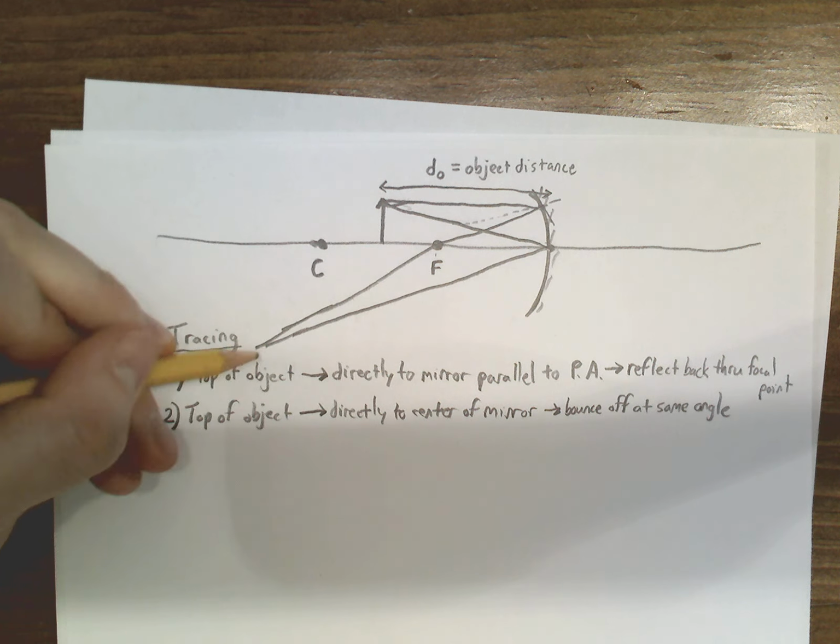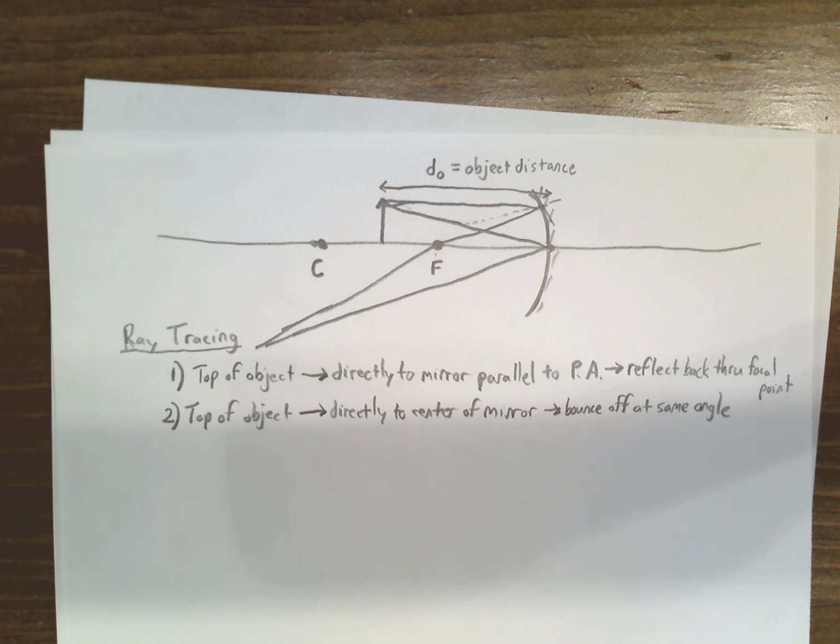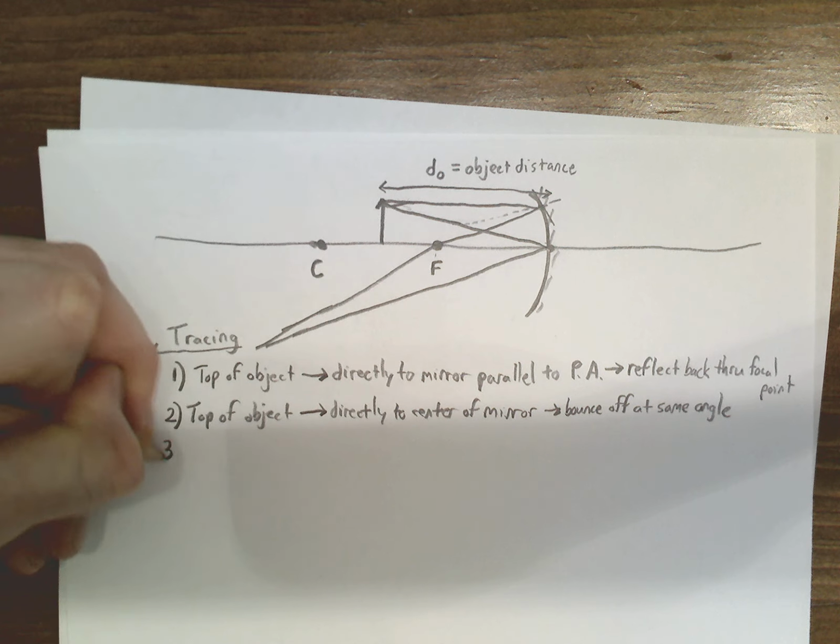You can see that these rays intersect eventually. That intersection point is what we're looking for. The point where the reflected rays intersect will be where the image ultimately forms. We'll do one more just for posterity's sake.